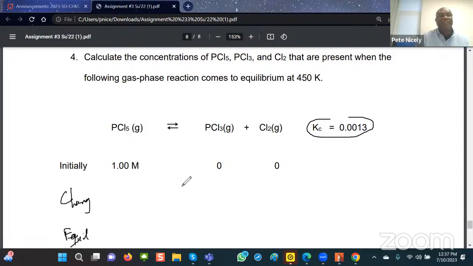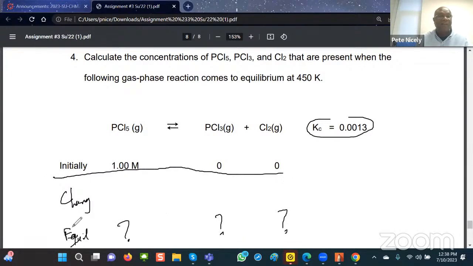All right. So they gave you the initial amounts, and the question says calculate the concentrations of everything at equilibrium. So the question is asking for you to calculate these values here, here, and here, right? Let me draw a line here. Okay, so basically what we need to do is find the changes here.